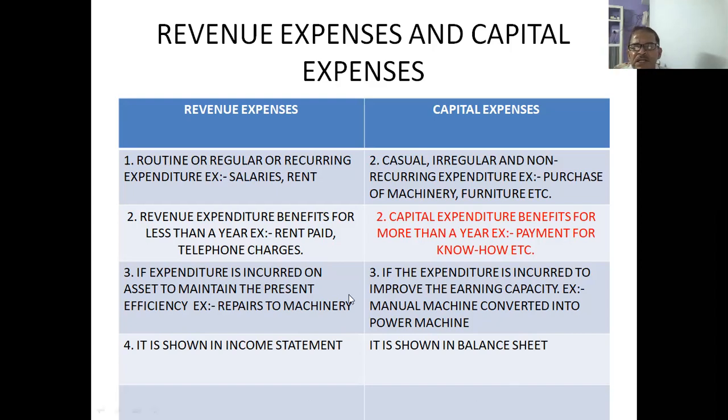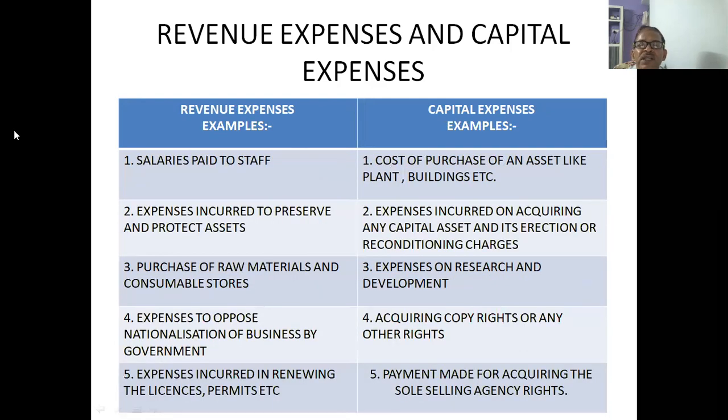And revenue expenses are shown in the income statement, but capital expenses are shown in the balance sheet. As you know, you are learning every time. Okay, now go for the continuation. Examples of what is revenue expenses, what is capital expenses. Salaries paid to staff is a revenue expense. Capital expenses: purchase of an asset like a plant or building is a capital expense.